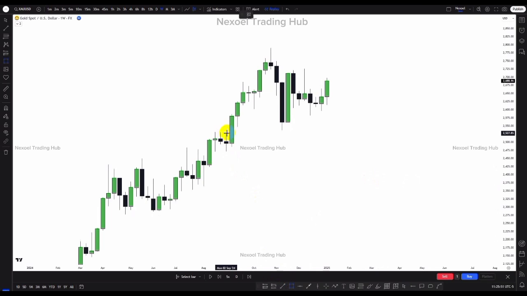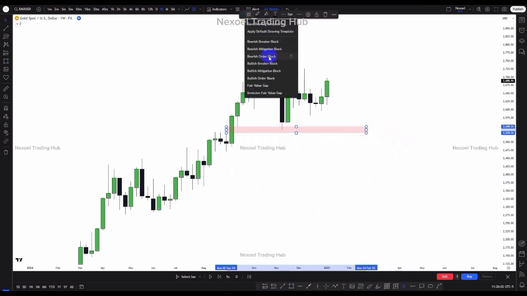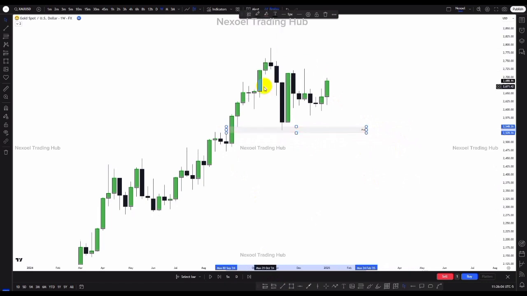So basically what we saw, we identified this weekly fair value gap a very long time ago. We identified our weekly fair value gap, which is actually here. So this is a weekly fair value gap where price returned to mitigate. So we have the mitigation of that weekly fair value gap, which we can clearly see from the weekly time frame.